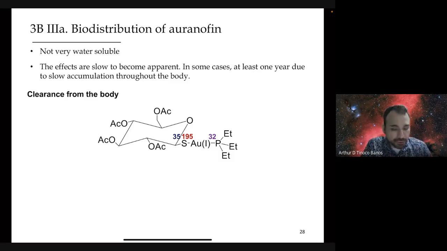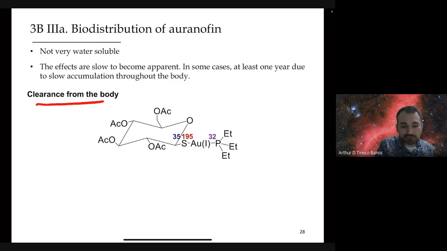But some of the things to consider when understanding what effect this compound actually has. So it is actually not very water soluble. So to be able to solubilize it, to an extent, you have to possibly use a co-solvent to be able to do so. And another really interesting thing is that the effects of this compound are slow to become apparent. In some cases, at least 1 year was required of usage of this compound in order to see an effect. And that is because of a slow accumulation of potentially the metal throughout the body. So to get a little bit of perspective about this, we have to understand the sort of biological fate of the metal, of the compound.